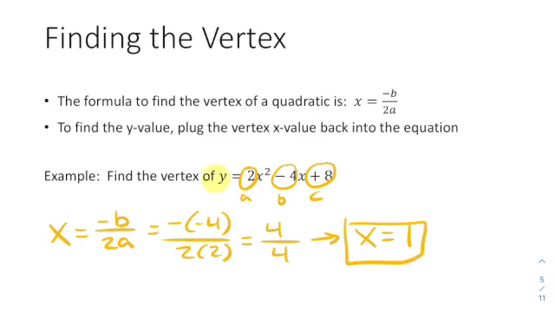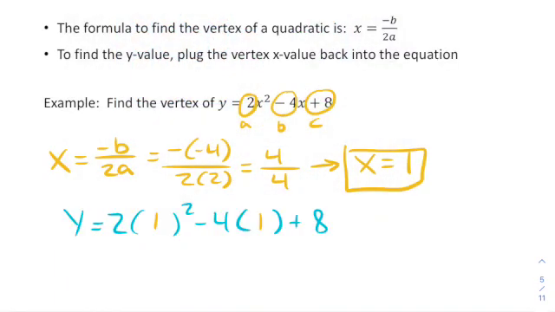Now this original equation we were given tells you how to find y. It says that y equals 2 times x squared minus 4x plus 8. So we're going to rewrite that, but wherever we saw an x in the original equation, we're going to replace that with 1. And this is going to allow us to solve for y. We start by squaring the 1, so we get y equals 2 times 1, because 1 squared equals 1. Then 4 times 1 equals 4.